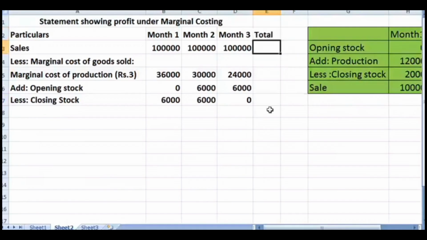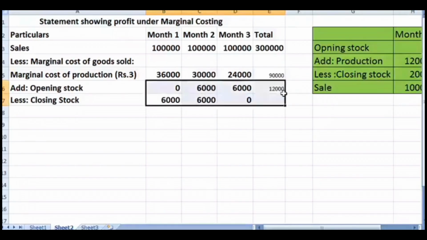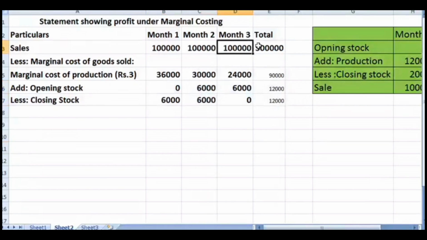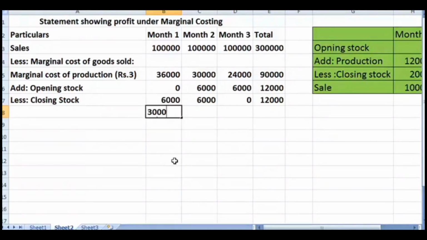So the total sale for 3 months is 1 lakh, 1 lakh, 1 lakh, that is 3 lakh. What is the total of this? 90,000. The total of this is 12,000. Okay, the formatting is also kept the same. It is readable. Now what is your marginal cost of goods sold? 36 minus 6, 30,000.